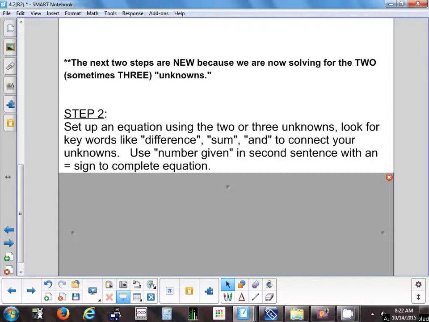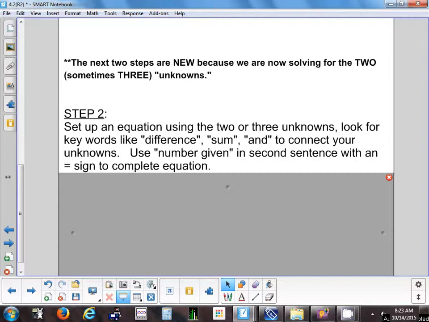You're going to take your 2 unknowns, now we're going to set up an equation. Use given number in second sentence with an equal sign to complete the equation. So you're going to get one sentence like yesterday. Then you're going to get another sentence. It might say the sum of their ages is 64. We know is means equal, so we're going to put our equal sign to whatever number it gives us in that second sentence. Again, when we go through a problem, this will make a little bit more sense.